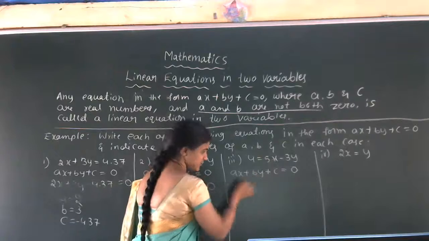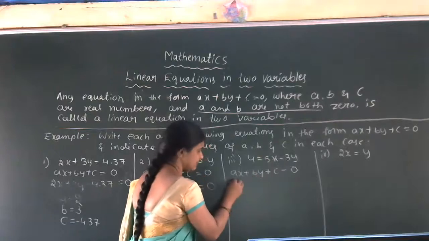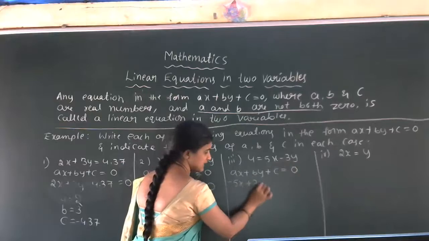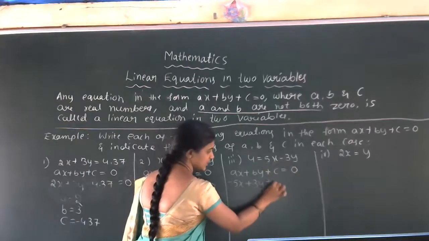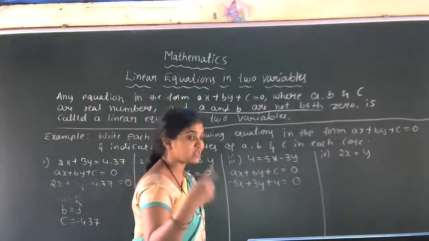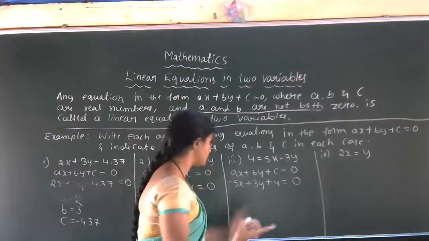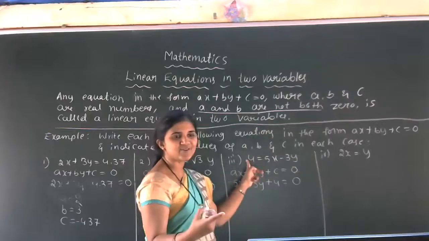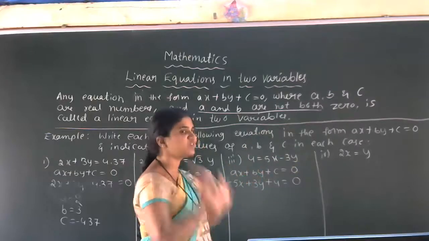Yes, first move 5x to this side, that is minus 5x. Then minus 3y to this side, plus 3y. Then plus 4 is here only, plus 4 equals 0. Or you can solve this problem in another method also. You can transfer this 4 to that side, so this side equals 0. That also we will write now.